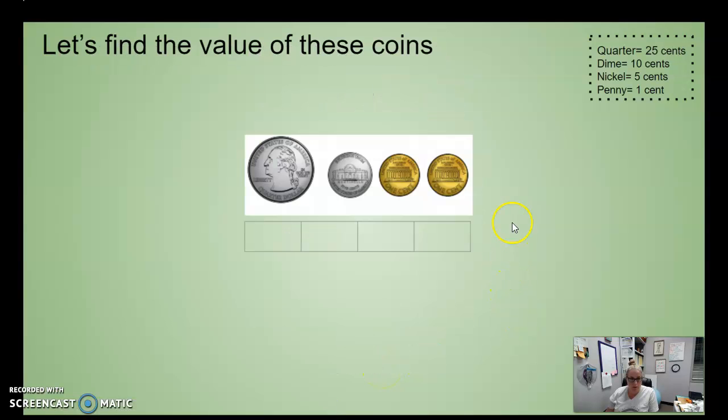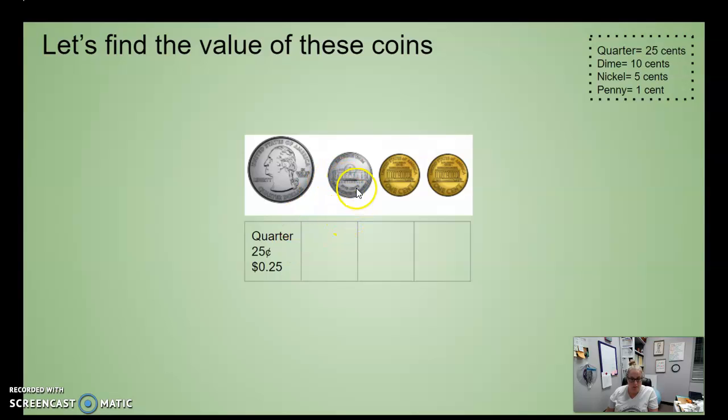Let's try one more. So for this one, I have a couple of different coins. So remember again, I have the different coins at the top, what they're called, and how much they're worth. So what is this coin? That's correct. It is a quarter. And a quarter is worth 25 cents. And I can write it with the 25 and the cent symbol, and then the dollar sign 0.25.